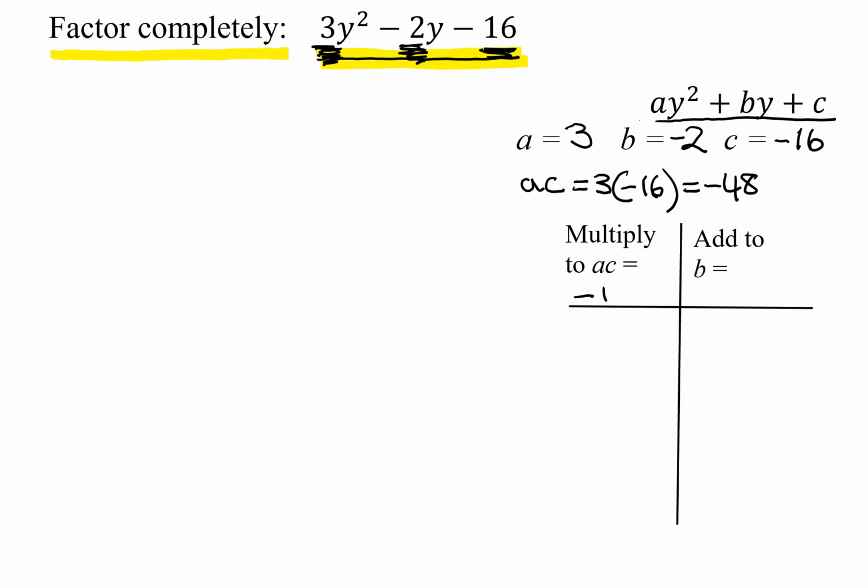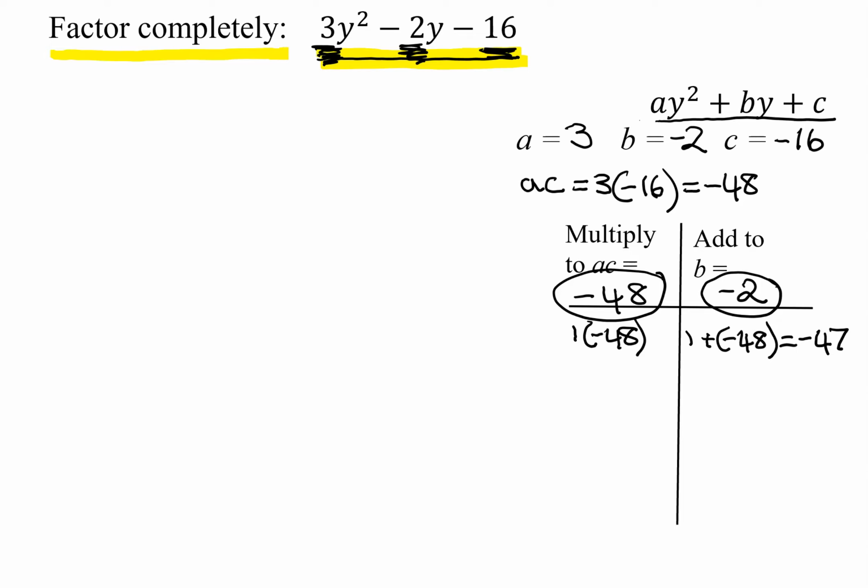So I need two numbers that multiply to AC, which is -48, and add to B, that is -2. Since they multiply to a negative, the signs are different, and since they add to a negative, the bigger number has to be the negative one. So I could have 1 and -48. Those multiply to -48, but 1 plus -48 is definitely not the number I'm looking for. So hopefully you can come up with these numbers fairly quickly, but if not, I'm going to show you the systematic table where you can figure them out easily.